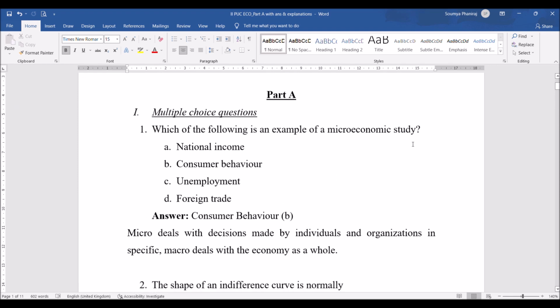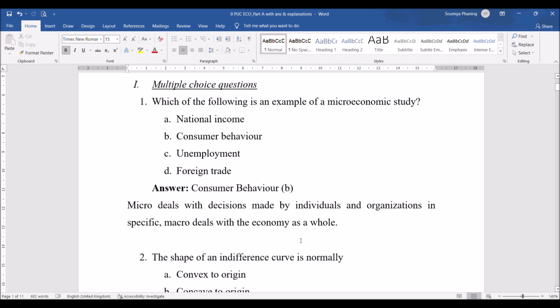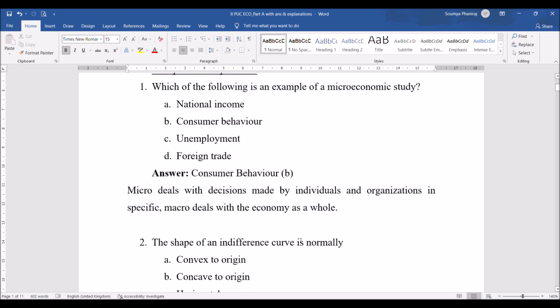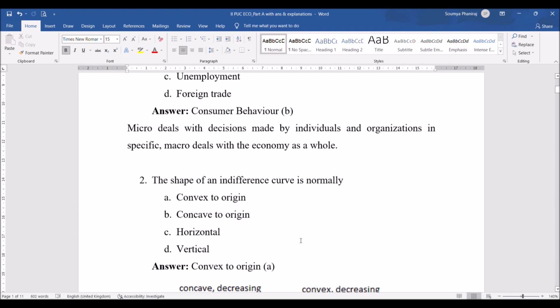The first question is, which of the following is an example of a microeconomic study? The options are national income, consumer behavior, unemployment, foreign trade. The answer is consumer behavior. Anything that is micro deals with individuals and organizations, and at the macro level, a nation or economy has to be considered. So the others are macroeconomic studies.